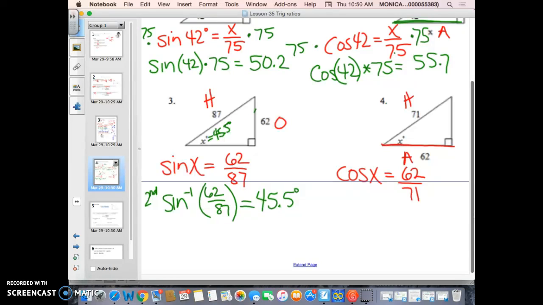All right, and for number 4, again, you're going to hit second, cosine, so you should see this little -1 here, parentheses 62 over 71. And here you should get 29.2. So this angle right here is 29.2.